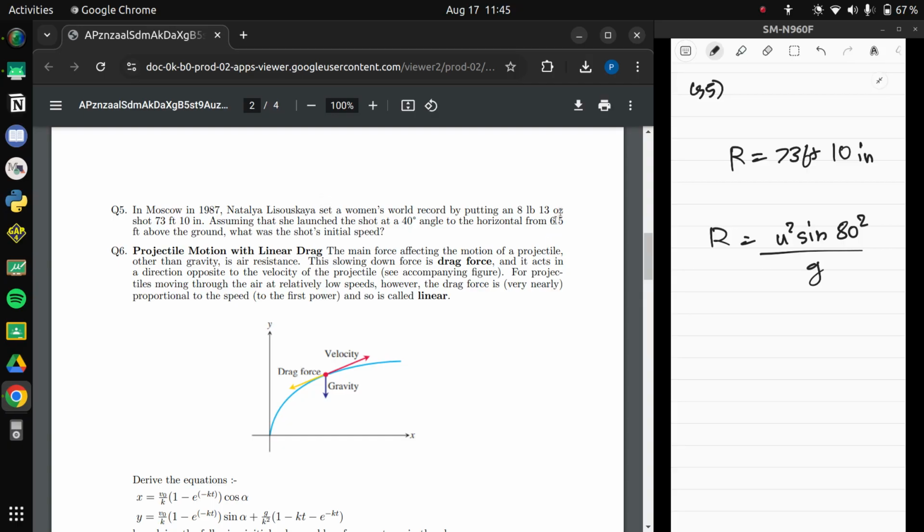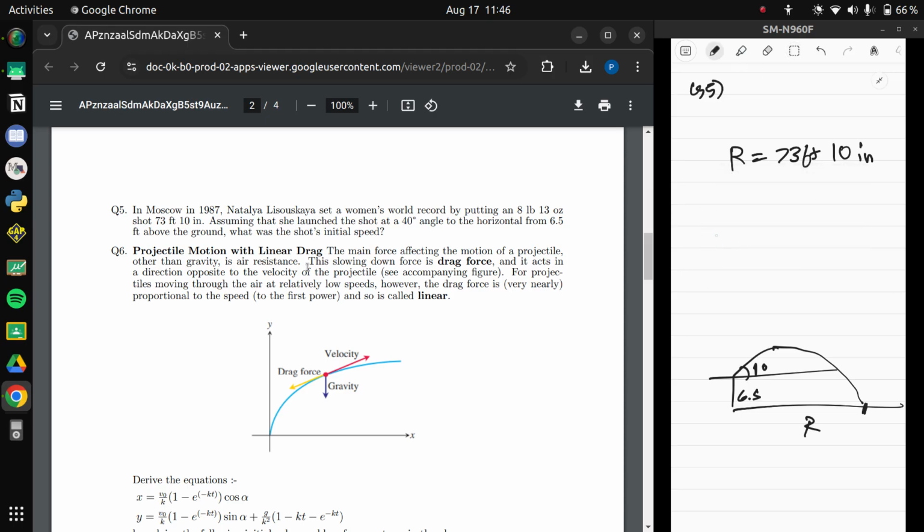Oh, so she shot it from 6.5 feet above the ground. Okay, something like this. This thing is 6.5 feet. She shot it like this at 40 degree, and then it went over here, to the ground, I suppose. Okay, cool. Slightly different than what I was expecting. So this whole range is what we're calling R. Fine, makes sense. So yeah, it will just be like negative 6.5 feet.